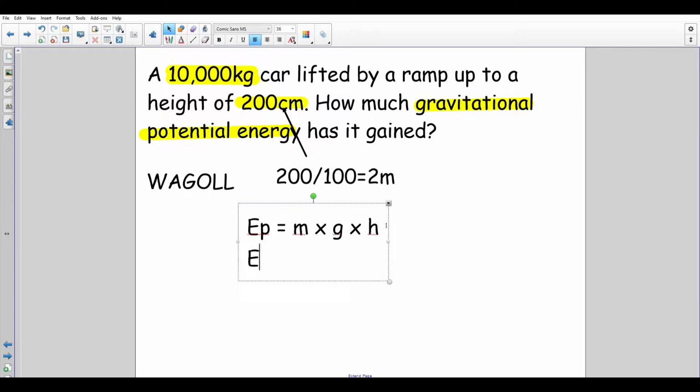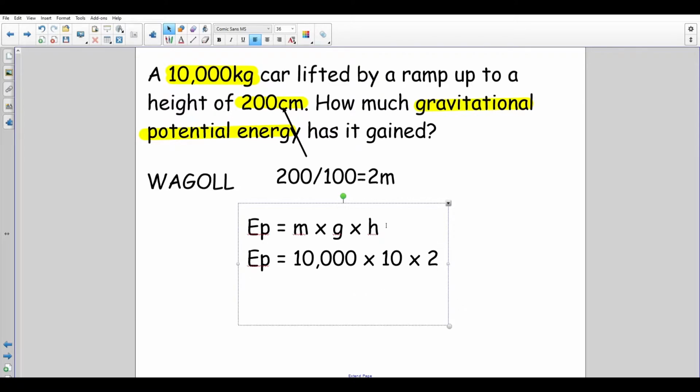No, we don't. So we just put Ep again, equals, we do know the mass is 10,000, times, we know what gravity is because it's 10 newtons per kilogram on Earth, and the car is on Earth, times our height of 2 meters. So you're writing this down as I write it down. This one's pretty simple because all we need to do now is calculate that. So I'm going to type that into my calculator, and you should too if you've got one. 10,000 times 10 times 2 equals 200,000. So Ep equals 200,000.